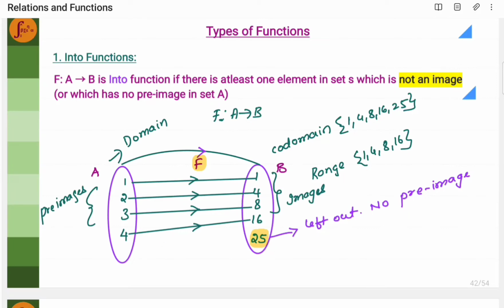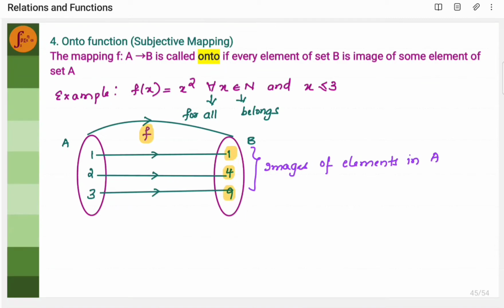So this is exactly opposite. Into and onto are opposite. In into, you'll have at least one element not having any mapping. In onto, every element should have a mapping. Remember, onto and into are opposite in nature, like many to one and one to one.